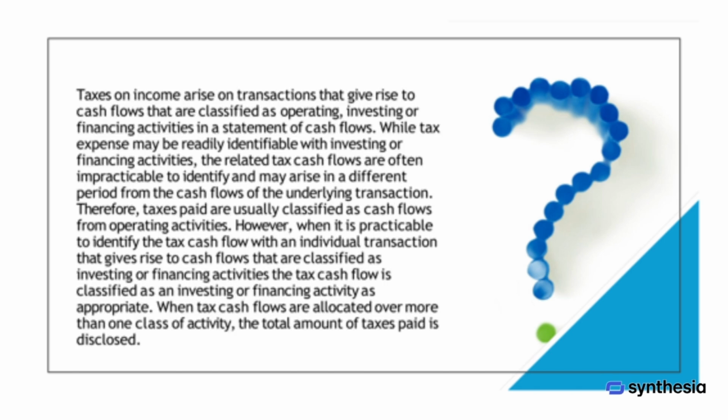Taxes on income arise from transactions that generate cash flows classified under operating, investing, or financing activities. While tax expenses may be directly linked to investing or financing activities, identifying the related tax cash flows is often impractical, especially when they occur in a different period than the underlying transaction. As a result, taxes paid are generally classified as operating cash flows. However, if it is feasible to directly associate tax cash flows with specific investing or financing transactions, they should be classified accordingly. When tax cash flows are allocated across multiple activities, the total amount of taxes paid must be disclosed separately.